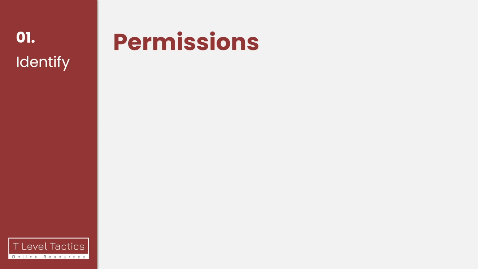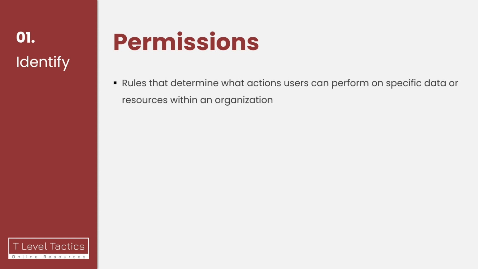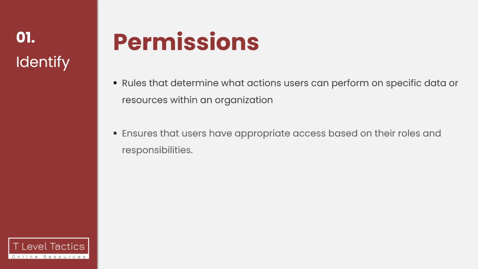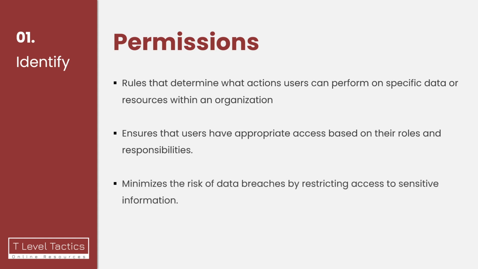Permissions are rules that determine what actions users can perform on specific data or resources within an organization. And they ensure that users have the appropriate level of access based on their roles and responsibilities. And they should hopefully minimize the risk of data breaches by restricting access to sensitive information.